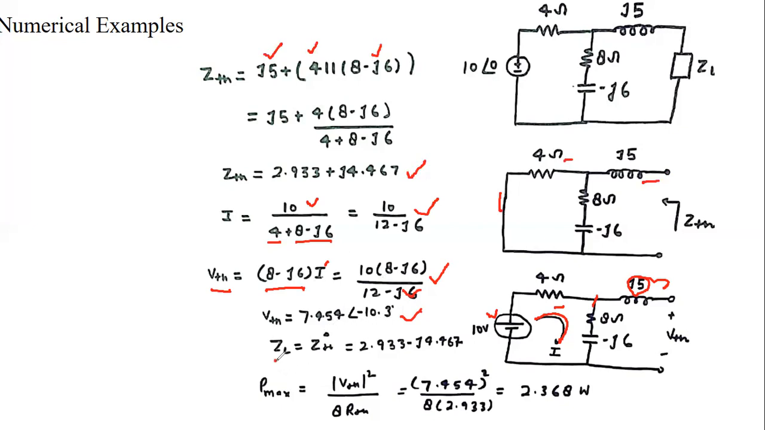So the voltage value VTH becomes equal to 7.454 at an angle of minus 10.3 degrees. For maximum power transfer, the value of load impedance should be equal to the complex conjugate of the Thevenin impedance. So this is 2.933 minus j4.467. Okay. And the value of maximum power is VTH square upon 8 RTH. Now put the values, so this becomes 2.368 watt. Okay, so that is the next problem which we have discussed.